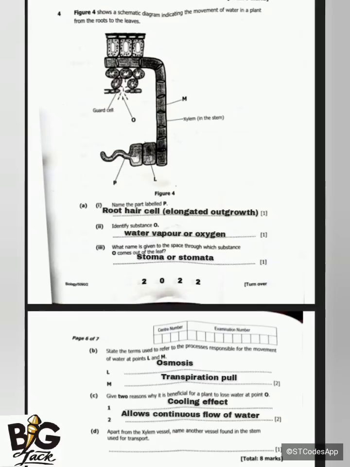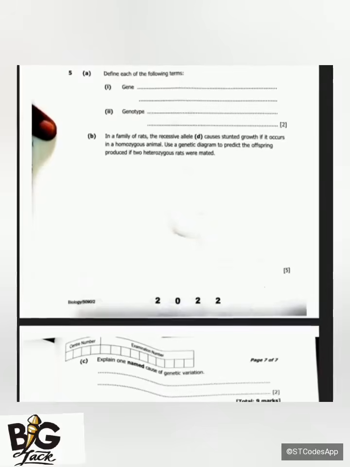Then the next one, which is question D, is saying, apart from the xylem vessel, name another vessel found in the stem used for transport. So I'm going to say phloem, because phloem transports manufactured food. So I'm going to say phloem. Okay, so the next one, which is question 5.